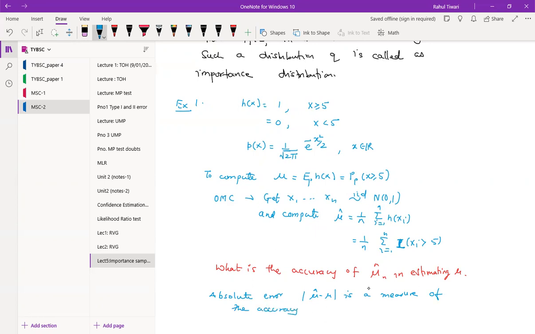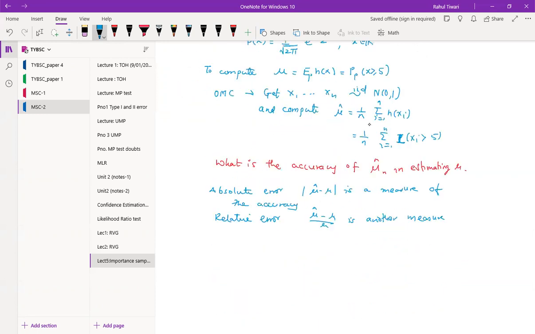One can use relative error, which is simply mu hat minus mu upon mu. Okay, this is another measure. So now we should know the distribution of that.